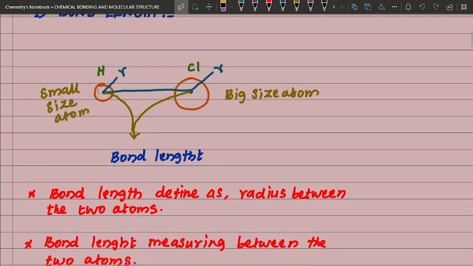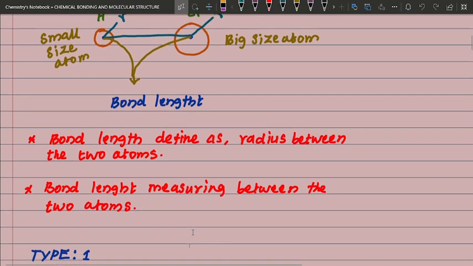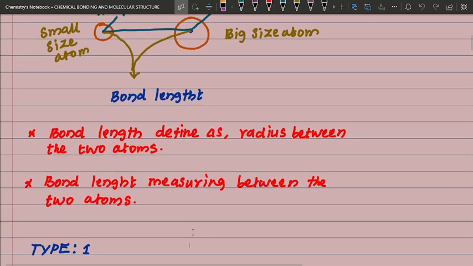If you take one small size atom and one big size atom, see the bond length. This is the radius R. Here hydrogen has a small size atom, chlorine has a big size atom. This is the bond length. Bond length is defined as the distance between the two atoms.